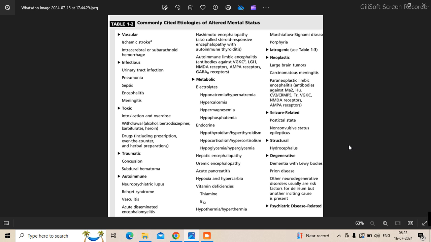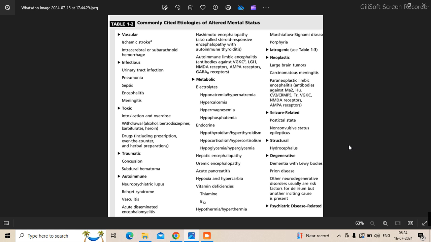Then important causes are porphyria and Marchiafava-Bignami syndrome. Now, the neoplastic causes like large brain tumors, carcinomatous meningitis; paraneoplastic limbic encephalitis is also an important cause. Seizure-related is the post-ictal state or non-convulsive status epilepticus. In the structural causes, we have hydrocephalus, and degenerative causes. The cause can be DLB or prion disease, and you should rule out any psychiatric disease.